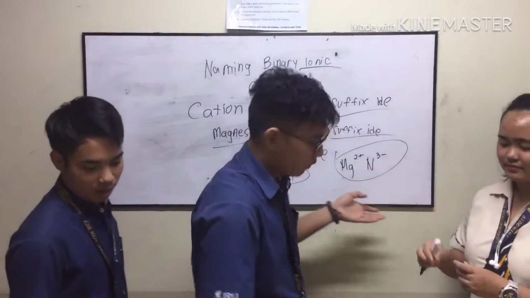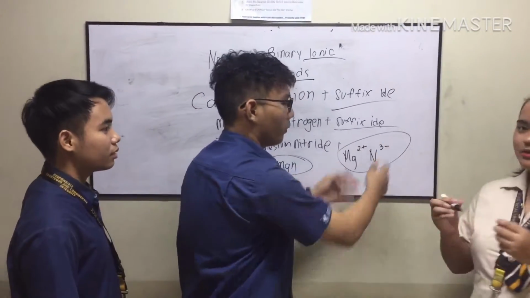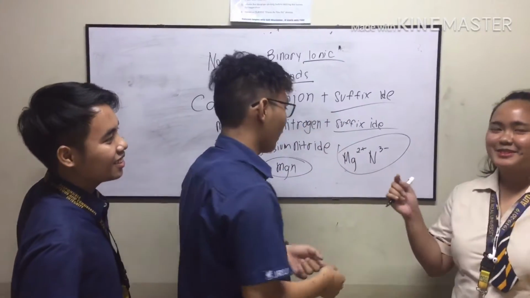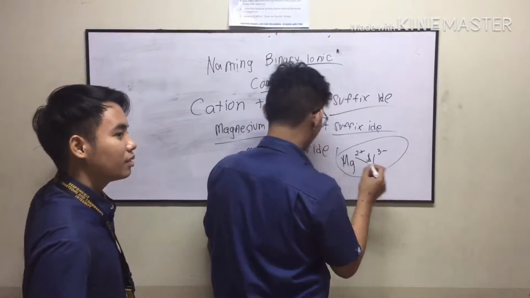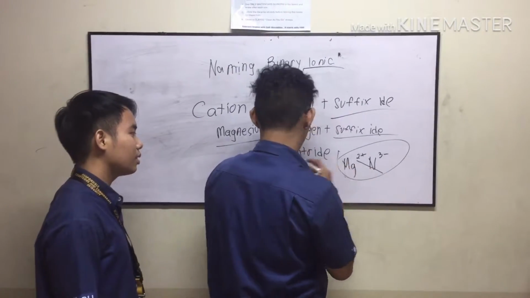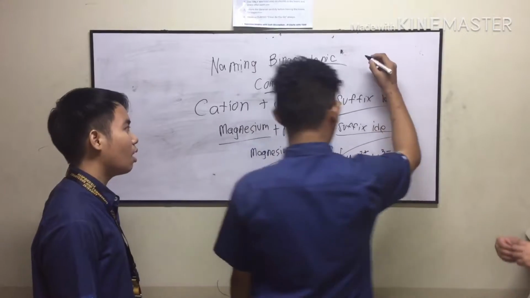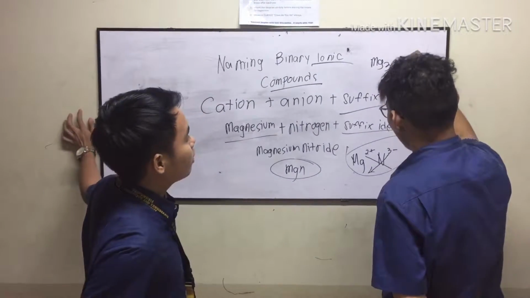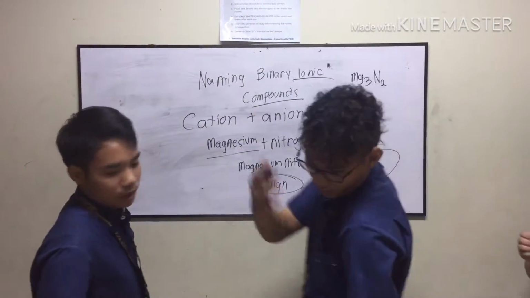But what is the real answer for this one? We should crisscross. You crisscross magnesium to nitrogen and nitrogen to magnesium. So the answer is Mg3N2. So that's it.